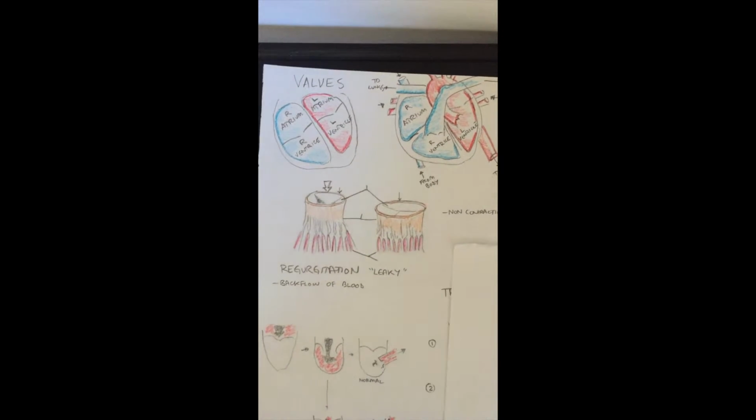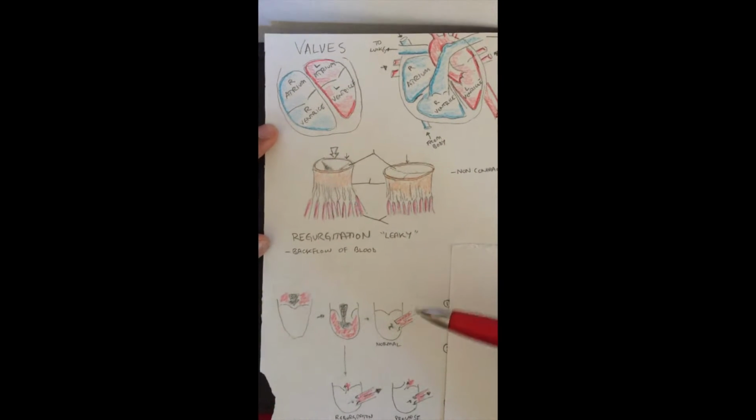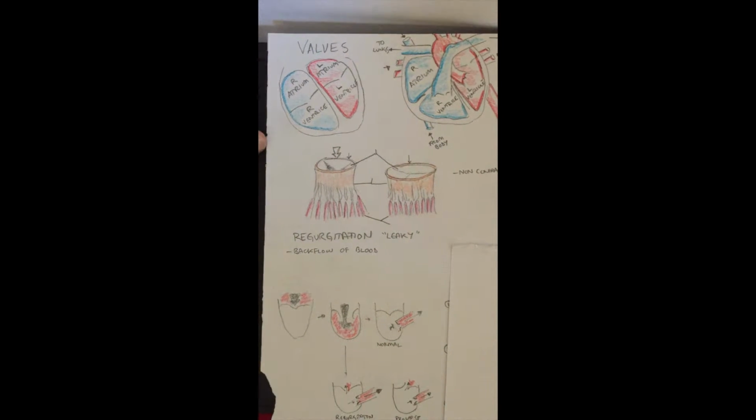Alright, so now we're going to talk about some associated diseases. So what can go wrong? So the first thing we're going to talk about is regurgitation. So regurgitation is essentially the backflow of blood.